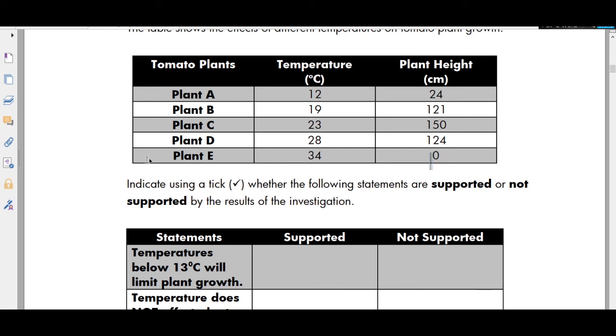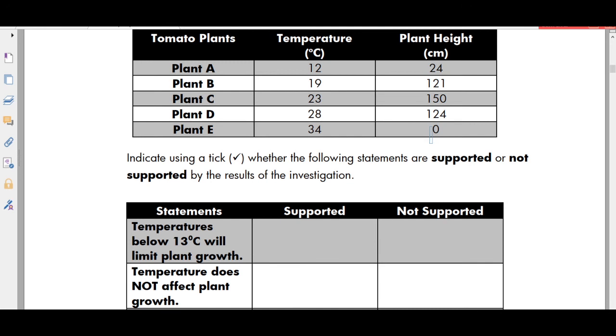So here we go. It says indicate using a tick whether the following statements are supported or not supported by the results of the investigation. So we have to use this information to say if the statements are supported or not supported. Let's go through the table once more. I would recommend you go through this question more than once to ensure that you find the answers that you're looking for.